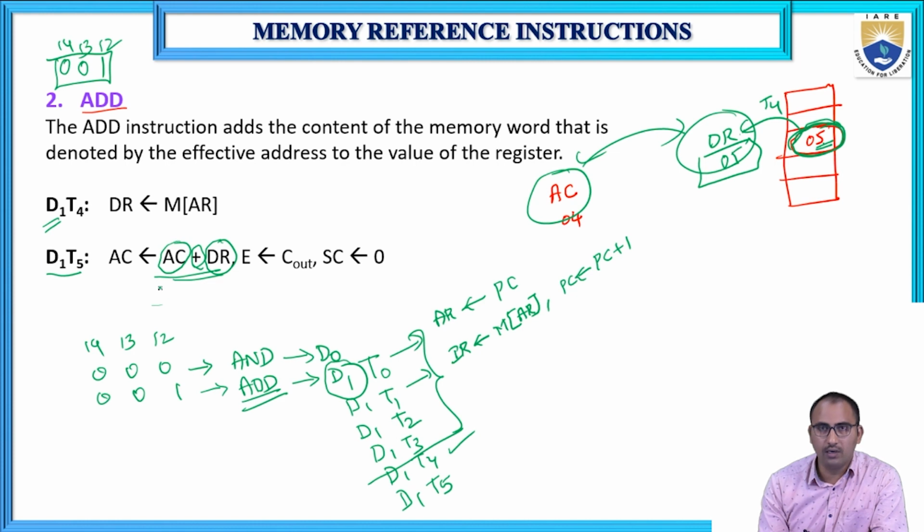When you are adding any two operands, there may be a chance of getting a carry. If there is any carry, then that carry will be stored in E. E means extended flip-flop. If any carry is generated, it will be stored in the extended flip-flop. After that, the sequence counter will be initialized to 0, so that the next instruction will be fetched from the memory. Okay. Next one.